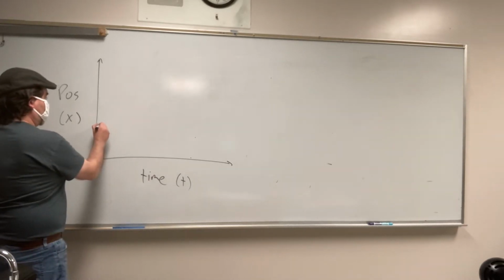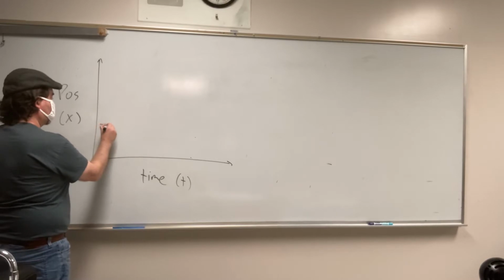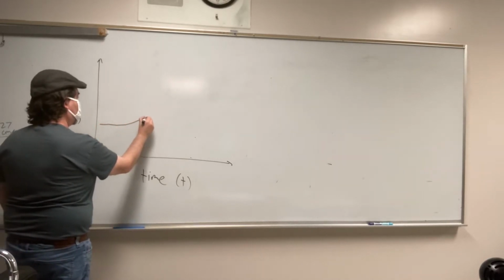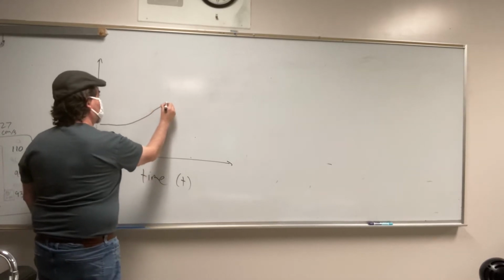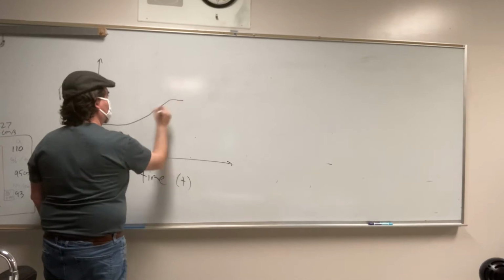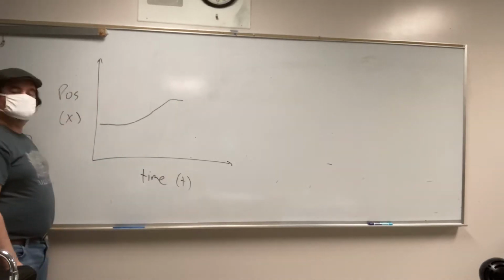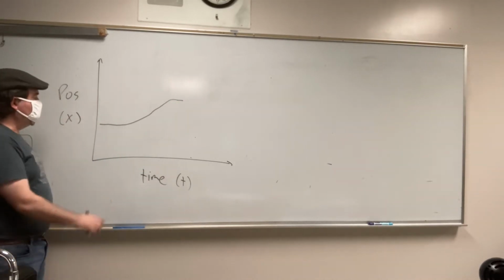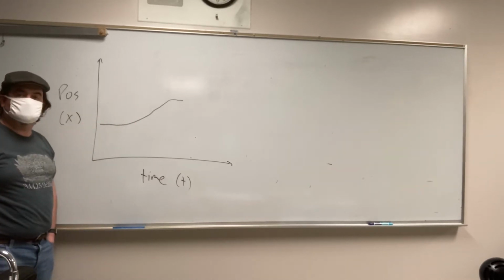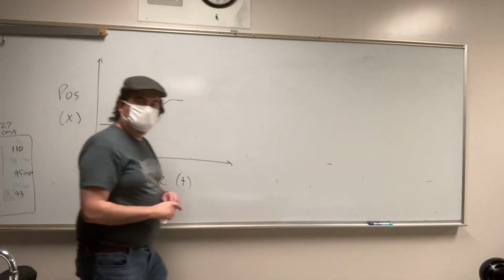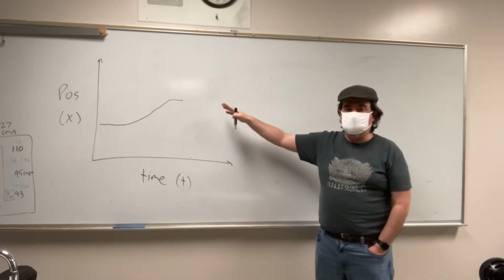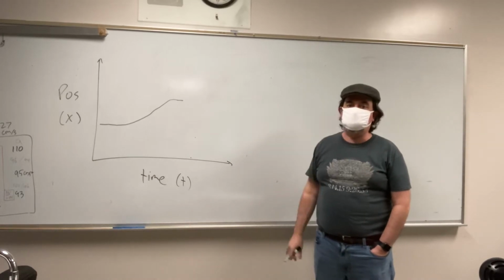So here's my graph. I'm going to start here. I'm going to stay here for a while. And then, ever so gradually, I'm going to end up going up and then stop going up. Is it clear that this also gives us information about the velocity? Take a moment and be sure you see that the velocity is encoded in this graph.